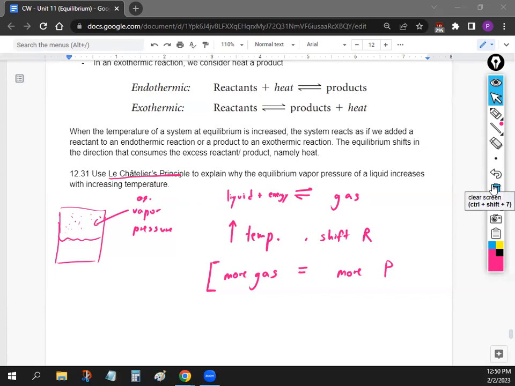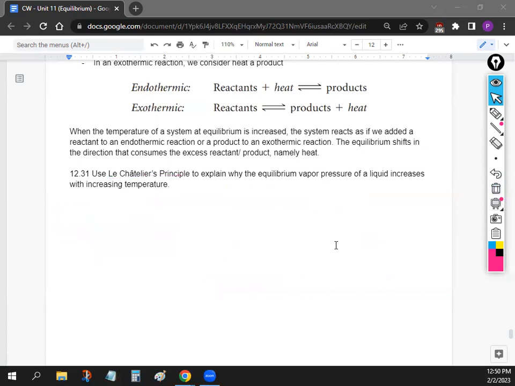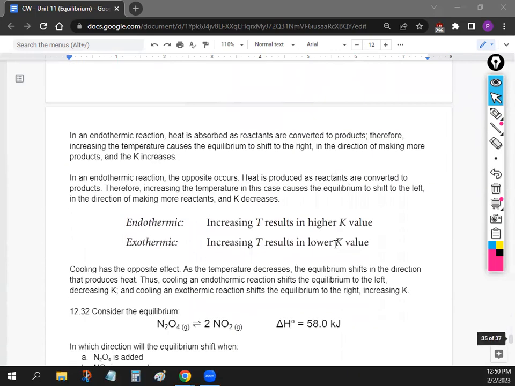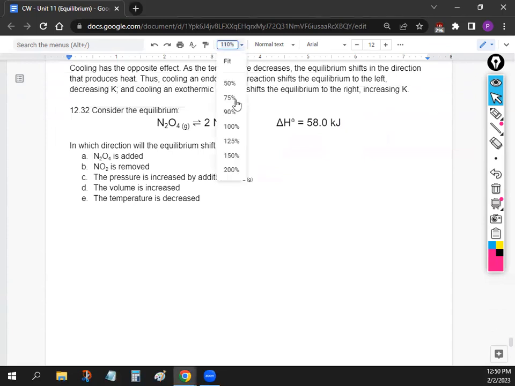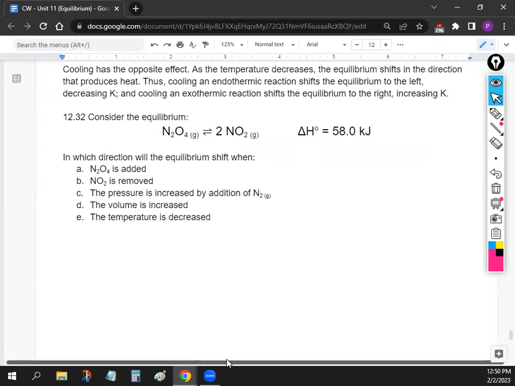Okay, let us move on. We're going to combine everything together now and try 13.32. I'm going to zoom in a little for you guys. So you have this equilibrium system, and what you're going to be doing is describing what happens if all these things are done to the system individually. I'll do one of them with you, and then I'll have you try the others on your own.